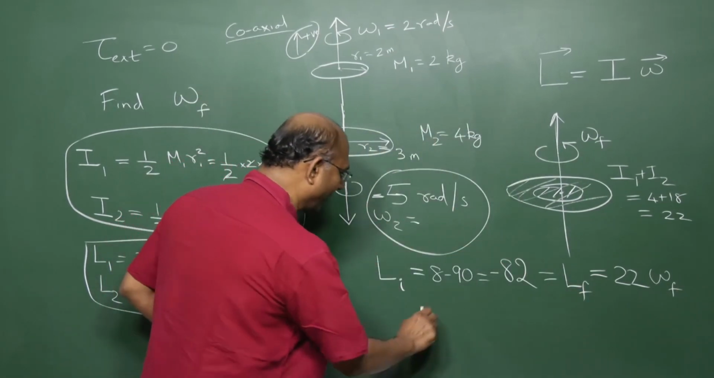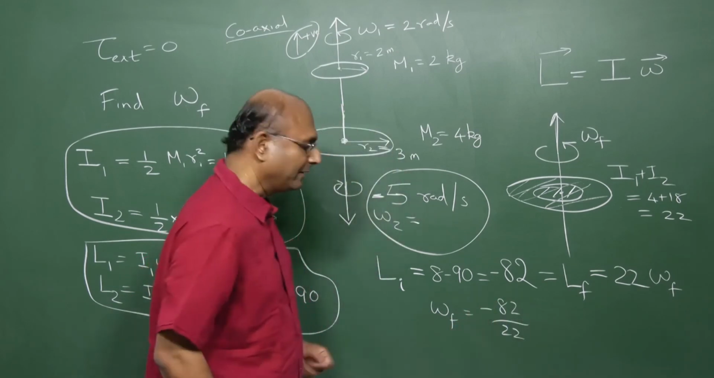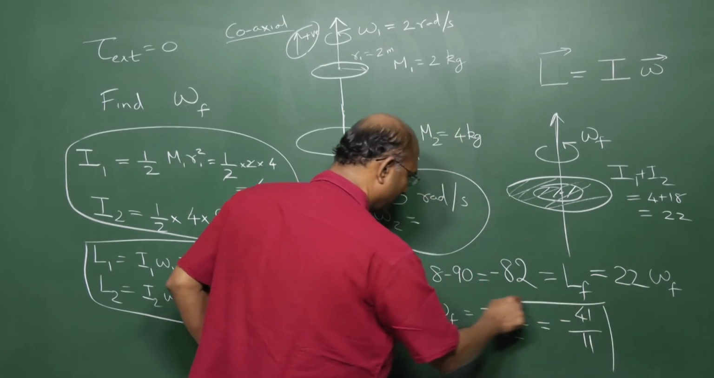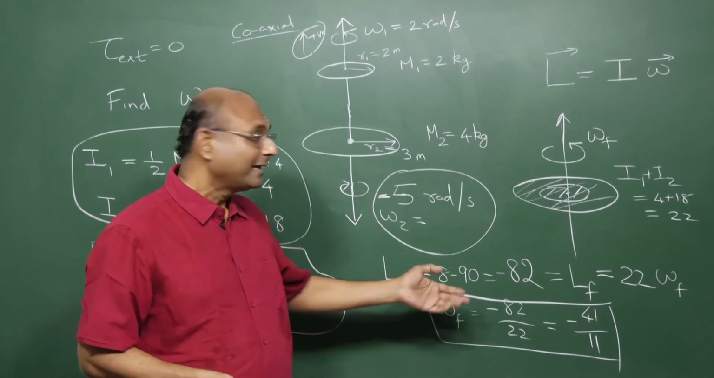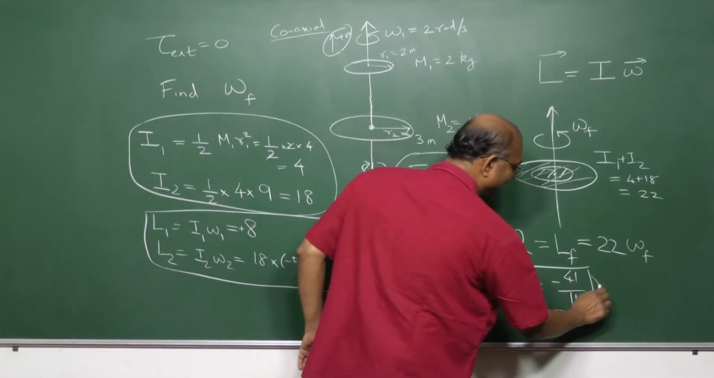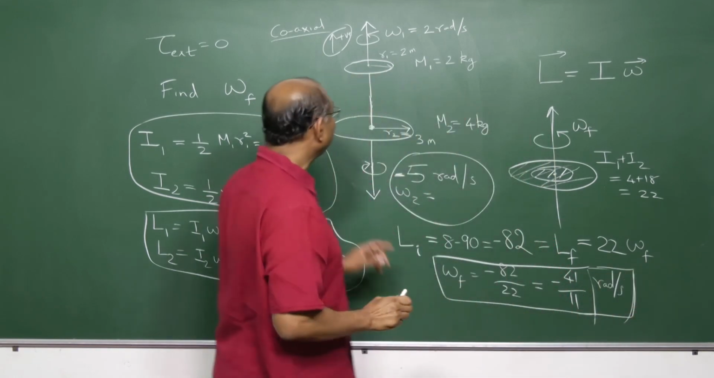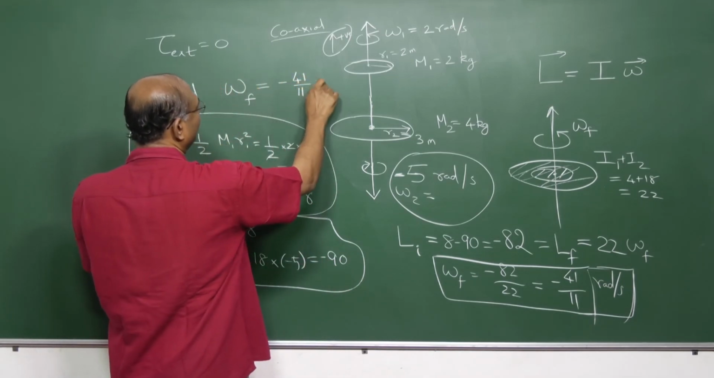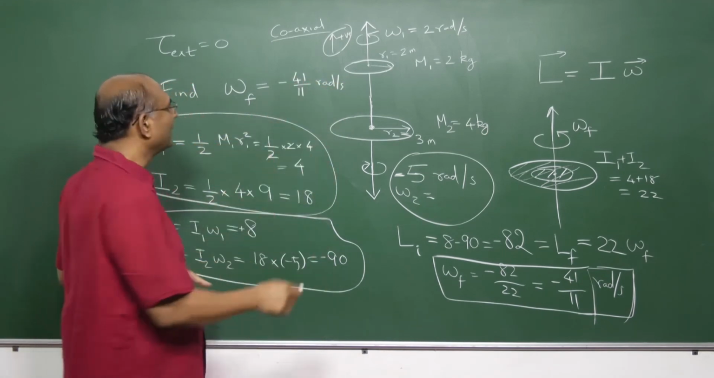And so if I divide the two, I get omega final is minus 82 by 22. If I divide out by 2, I will get minus 41 by 11. For this I will write units. Everything was done in SI units, so the answer is also in SI units. So it is just simply radians per second. So I know that the final omega is minus 41 by 11 radians per second. If you did your calculation, this may come out to about close to 4. So minus 4.